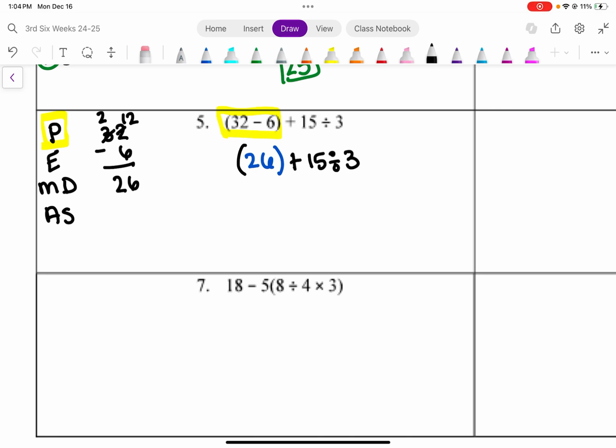So next, I'm done with that. There's no exponents. I do see a division problem. So I'm going to do 15 divided by 3, which is 5. Bring down 26 plus 5. 26 plus 5 is 31.